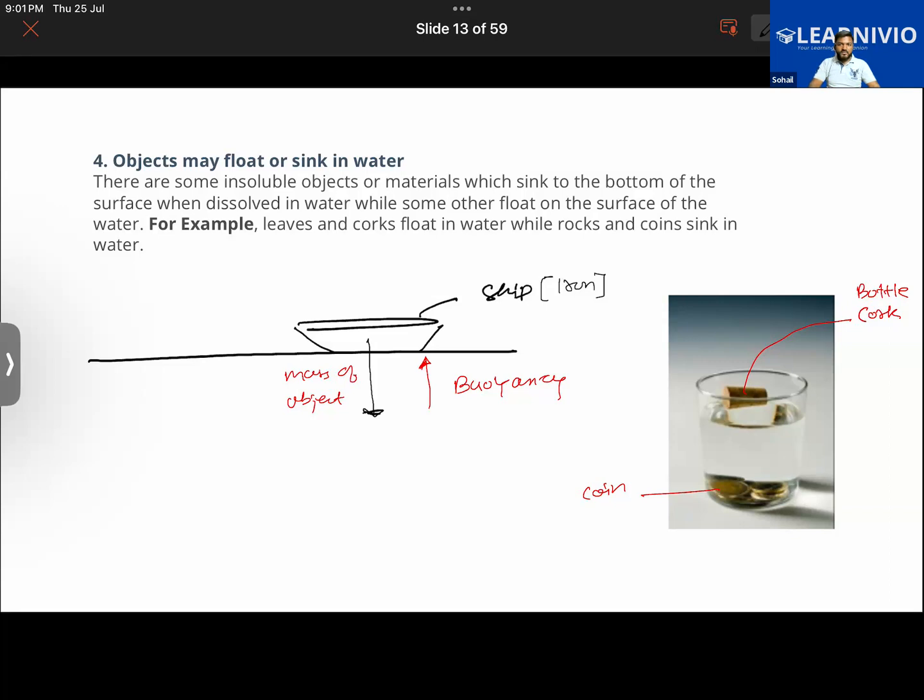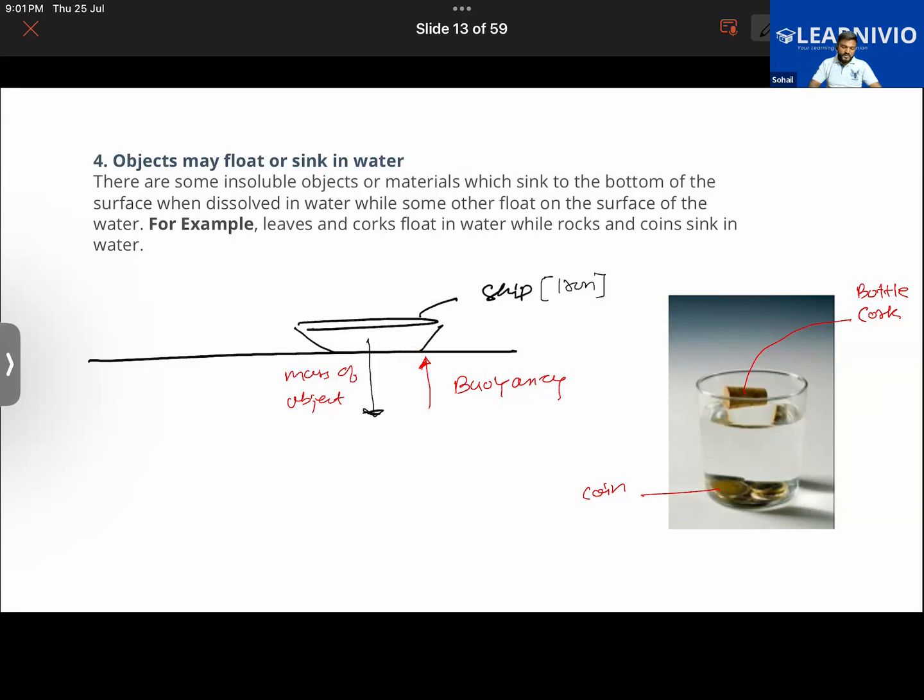Complete the question, Ira. It's an incomplete question. What are you saying? Sir, I was saying that the human's mass and the water will be the same. Okay, yeah. In the case of humans, they would be sinking if they are not swimming in it, basically.